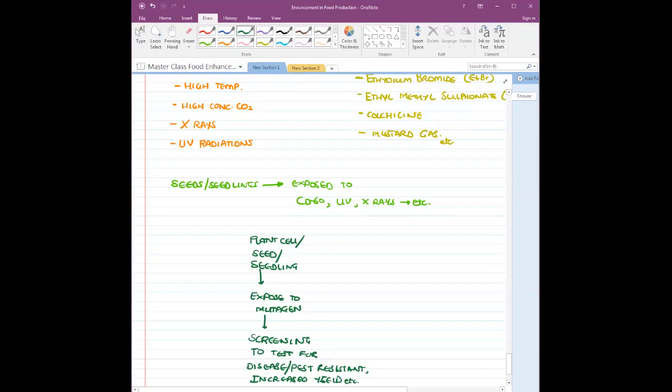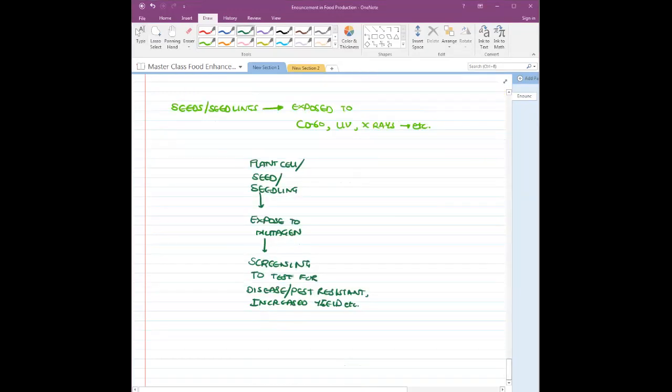Okay, so this is generally how mutational breeding is done. But guys, what are the examples? How have we got different kinds of pest resistant or disease resistant plants? Let's try to see how we have got through mutational breeding. The first one we are going to talk about is moong beans.